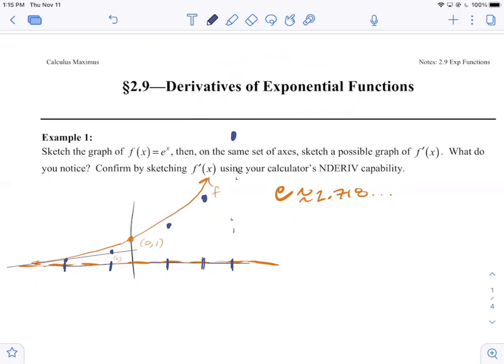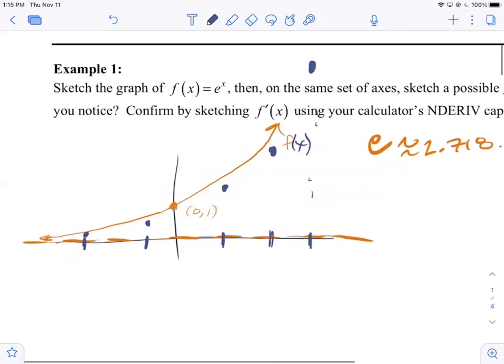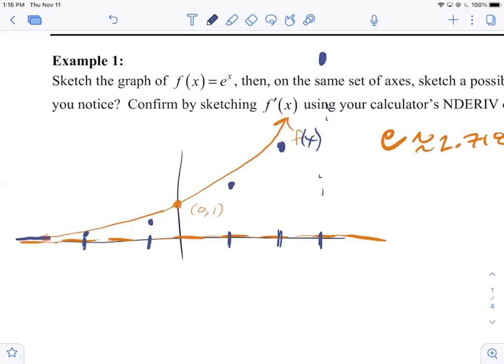But as I continue to go backwards to the left, what are my slopes approaching? 0, because the tangent line is approaching horizontal. So if I were to get rid of this little line and put the f of x back, and I were to connect the dots, it might look something like this.